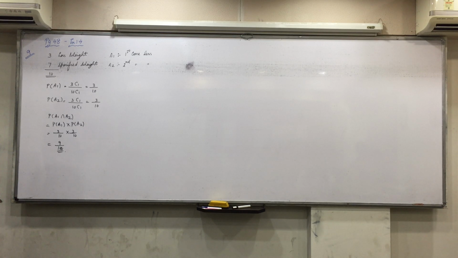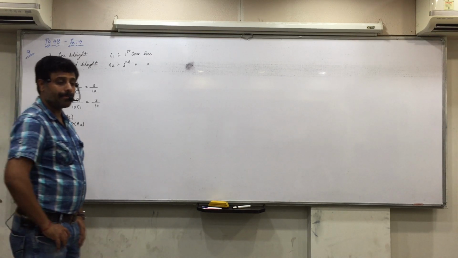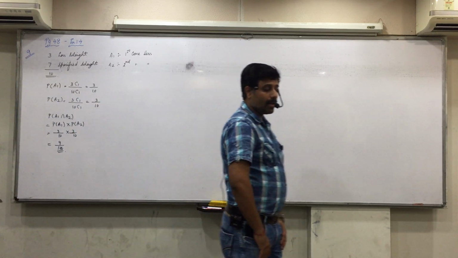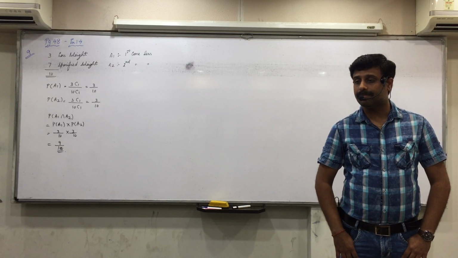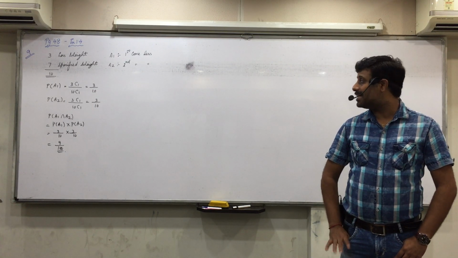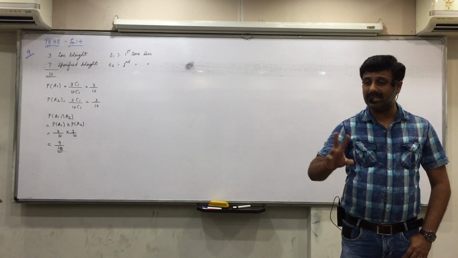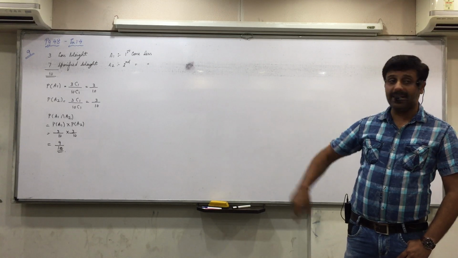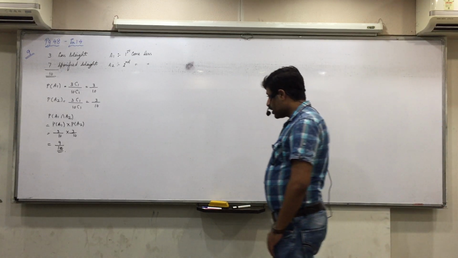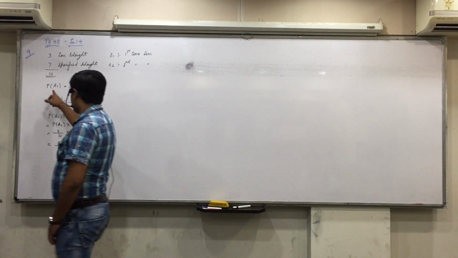Now below that, let event A2 be the event that second cone has less than specified weight. Here both the cones have less than specified weight, that is what is asked. Okay. Now show P(A1) and P(A2).